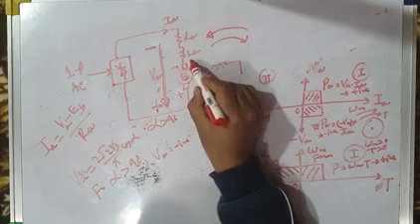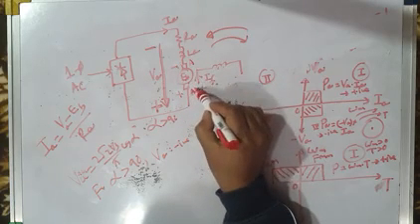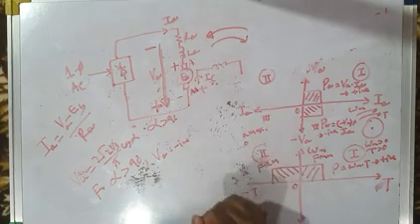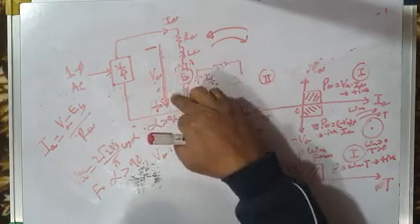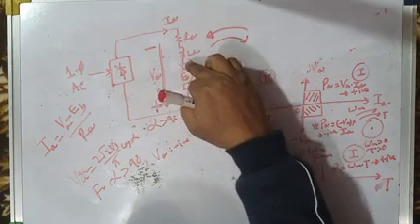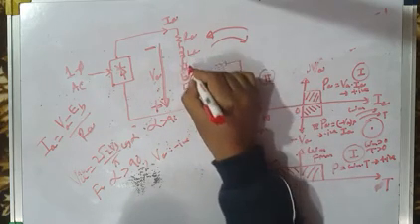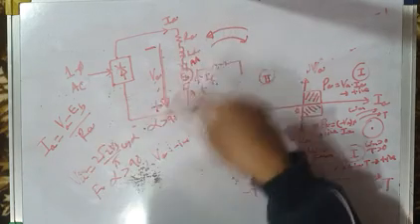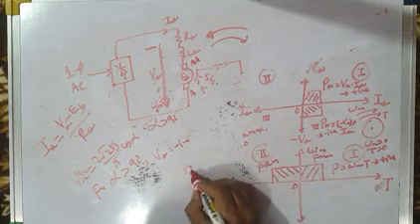I mean, if this is A and this is AA, in the motoring mode, A was connected here and AA was connected here. In the regeneration mode, what you have to do? A you have to take here and AA you have to keep here. I mean, you have flipped the connections. It is like this. This is your armature.